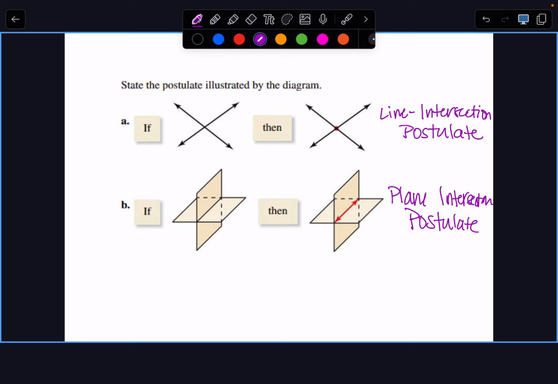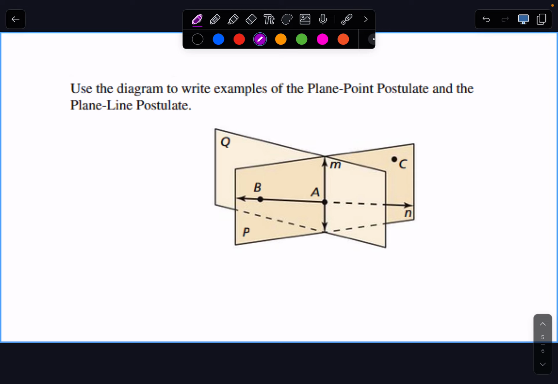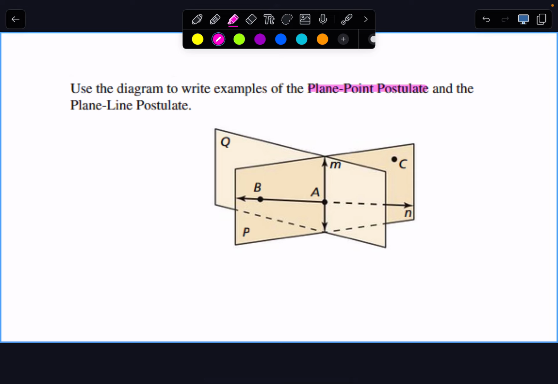So you're going to have some problems where you have to look at the pictures and decide what's happening. You're also going to have some problems like this. Use the diagram to write examples of certain postulates. So first, let's look at the plane point postulate. Can somebody read me the plane point postulate? Micah, can you read it for me? A plane contains at least 3 non-collinear points.